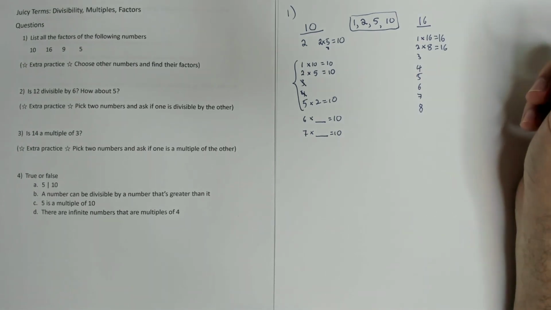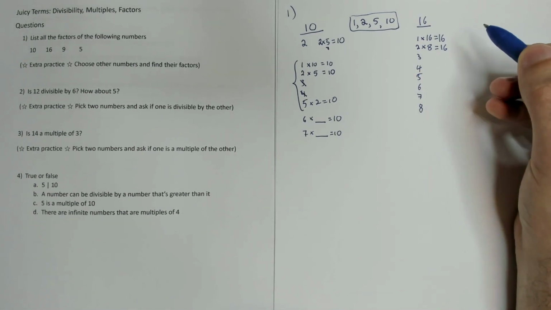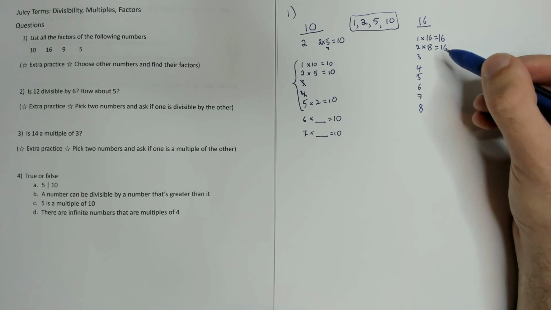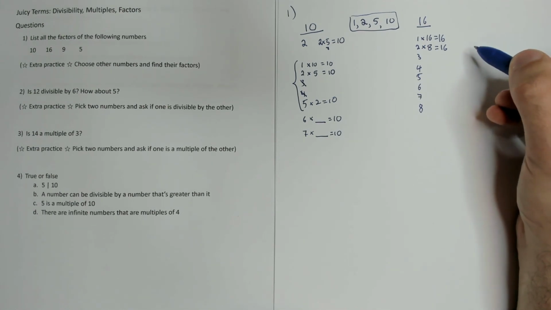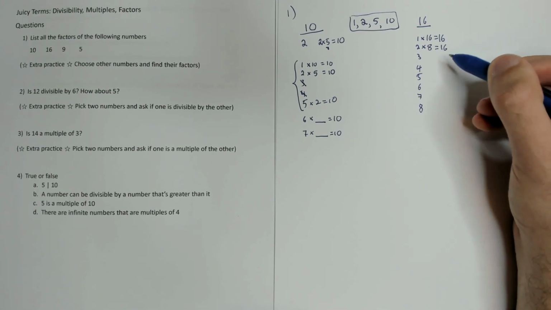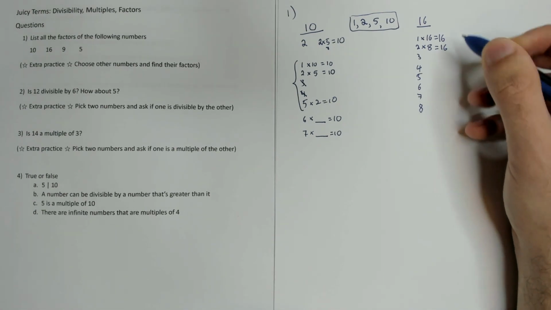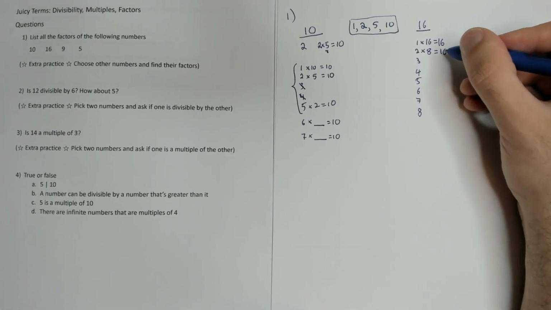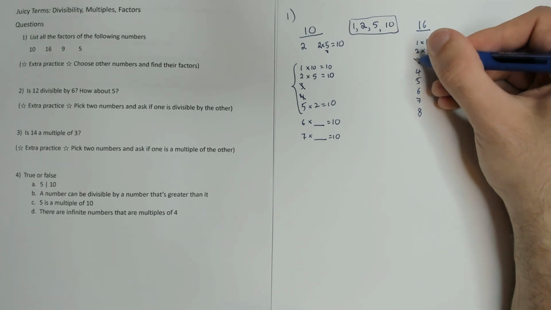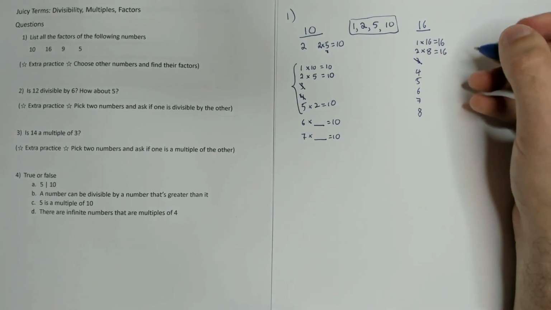Well, I don't think 3 is going to work because I know that 3 times 5 is 15, and so the next one up would be 18 if we add another 3 to it, and 16 is going to be somewhere in between there, so I'm thinking it's going to be a decimal. And if we count by 3s, we'll see sure enough 16 isn't in the list, so 3 is not a factor of 16. How about 4?